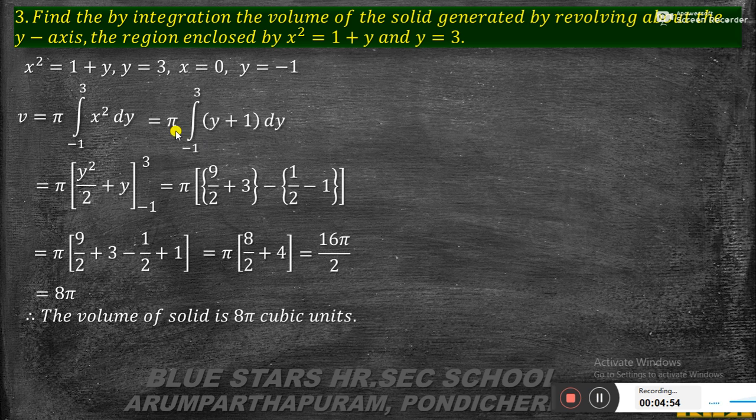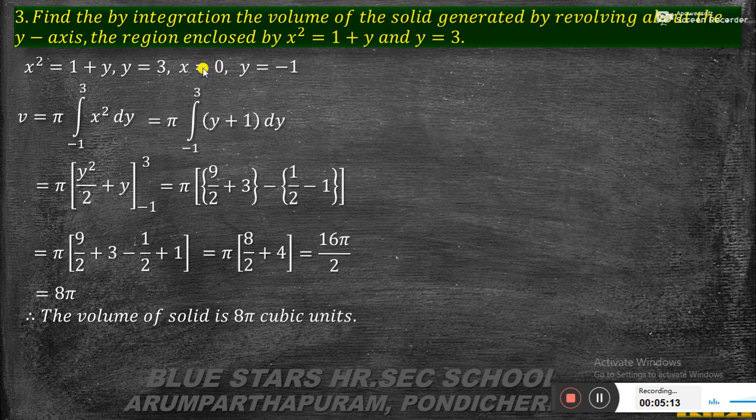So you see here, pi into integral from minus 1 to 3, where a means the value here. That means you write the given curve. The given curves are x square equal to 1 plus y and y equal to 3, and the next one is the y axis. Along the y axis, x equal to 0.